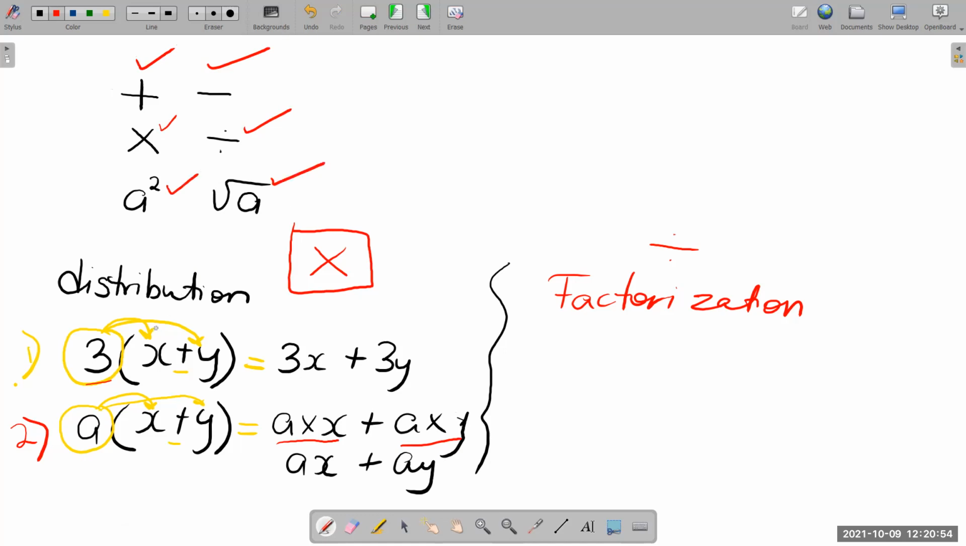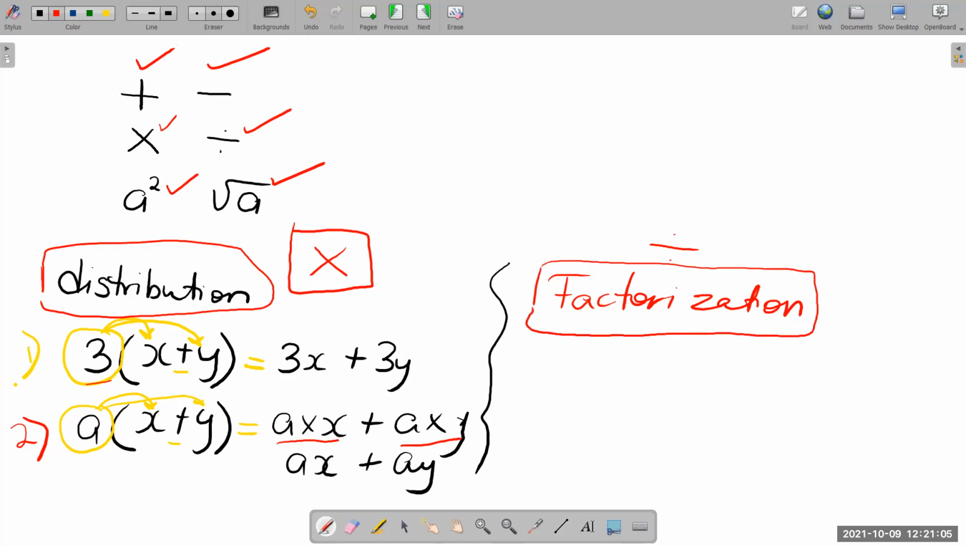So just like addition and subtraction being opposite, multiplication and division being opposite, square and square rooting being opposite, the opposite of distributing is factorization. So that's the first thing you need to understand. Factorizing is the opposite of distribution. And the process of distribution is what? Multiplying. So therefore, the process of factorization, since it's opposite, would be division. So that's the first thing you guys need to make note of.